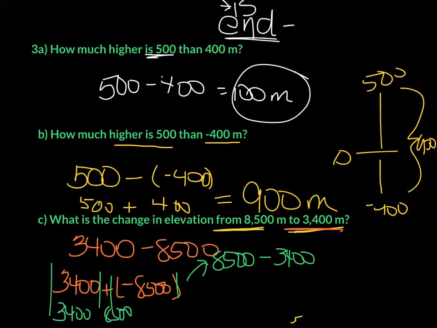So 8,000 minus 3,000, you should know that that's 5,000. And then 500 minus 400 is 100. So I've got 5,100. I just need to make sure that I look at what's the larger absolute value. So that, of course, is here, my 8,500. So it's going to be negative. So my final answer is negative 5,100 meters.